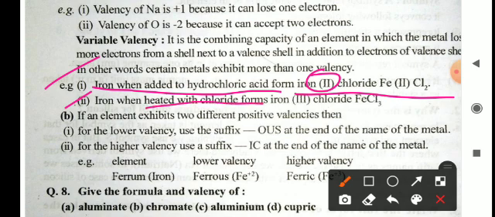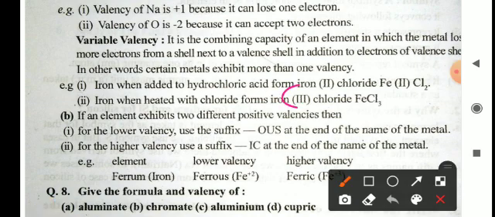Iron when heated with chlorine forms FeCl3. Here iron shows Fe3+, so a valency of 3. So you can see that with respect to different compounds, metals can show variable valency.